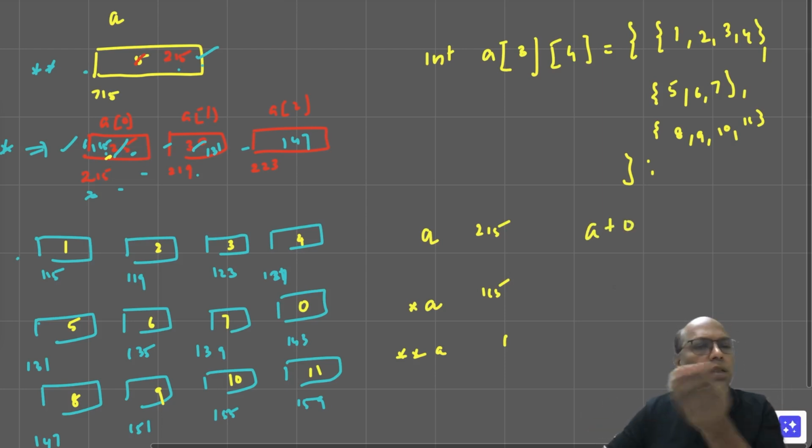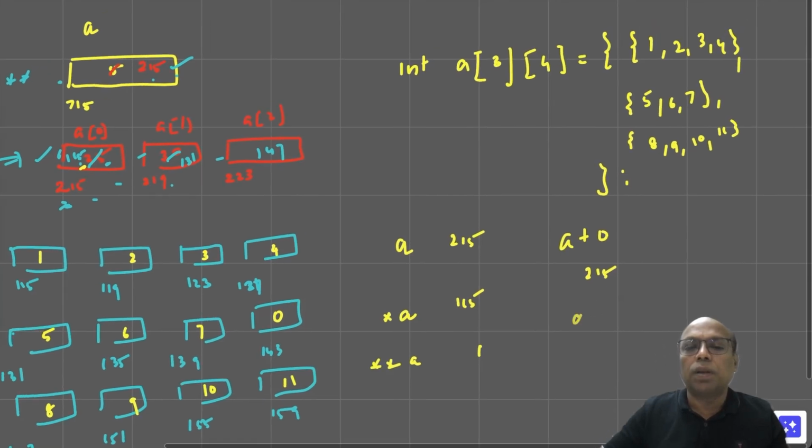It's a pointer to pointer, so it'll jump how much? 4 bytes. But you added 0, that means it remains 215. Now, if I say here A plus 1, what will it give me? A is 215, and 215 plus 1 is how much? 209. Now, if I say A plus 2, it would give me 223.